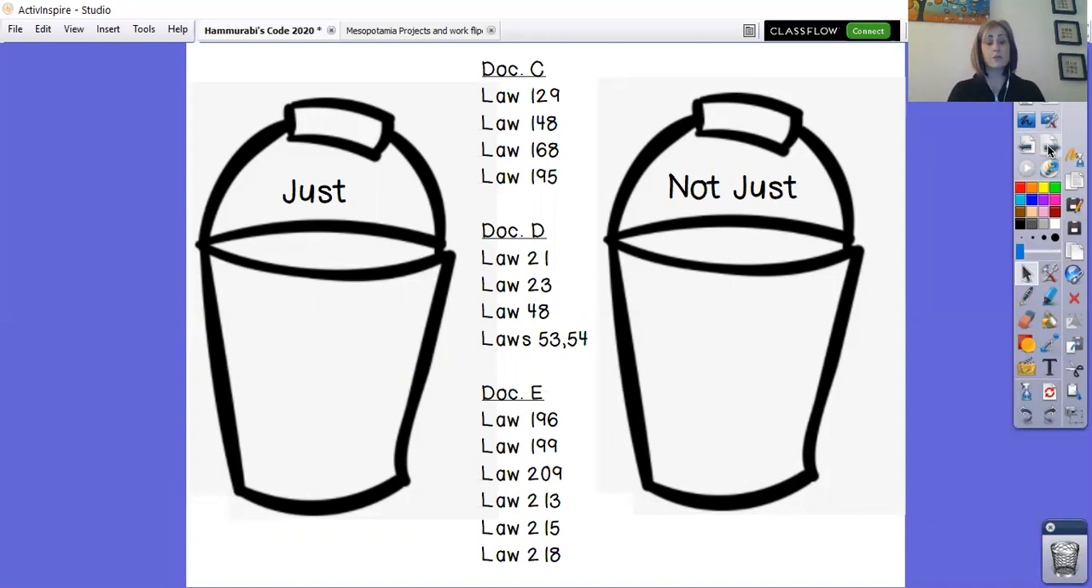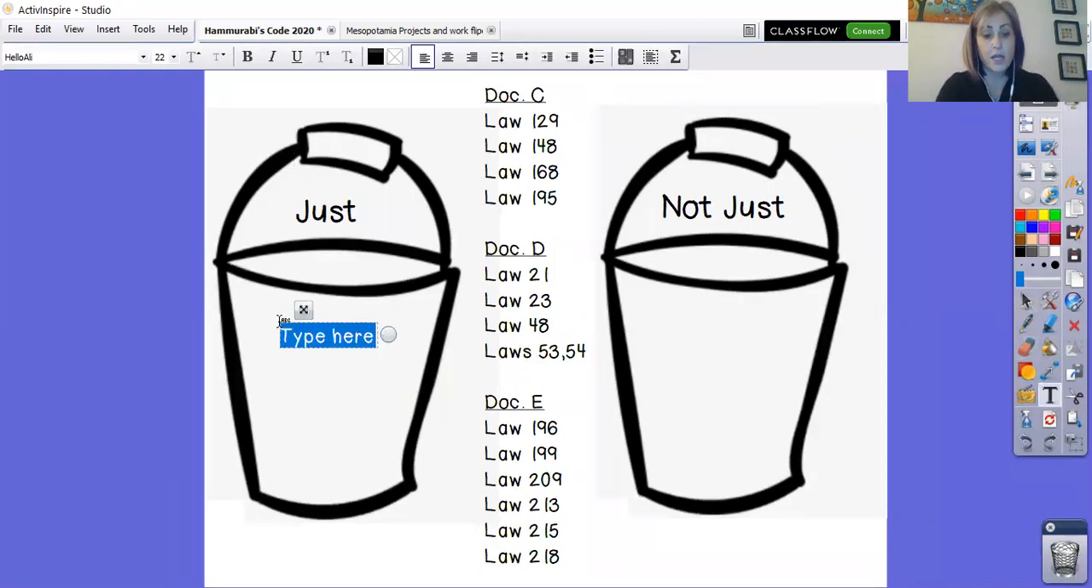So for example, starting with document C, Law 129 states that if a married lady is caught in adultery with another man, they will drown him. So you might be like, okay, yep, I totally think that's fair. You shouldn't cheat. So you can literally just put 29. You can put law if you want, or you can just put 29. Or you can be like, yeah, no, that's a little hardcore. People make mistakes. Her husband could be mean, whatever. And so you could put it into the not just bucket. Either one, just, unjust.